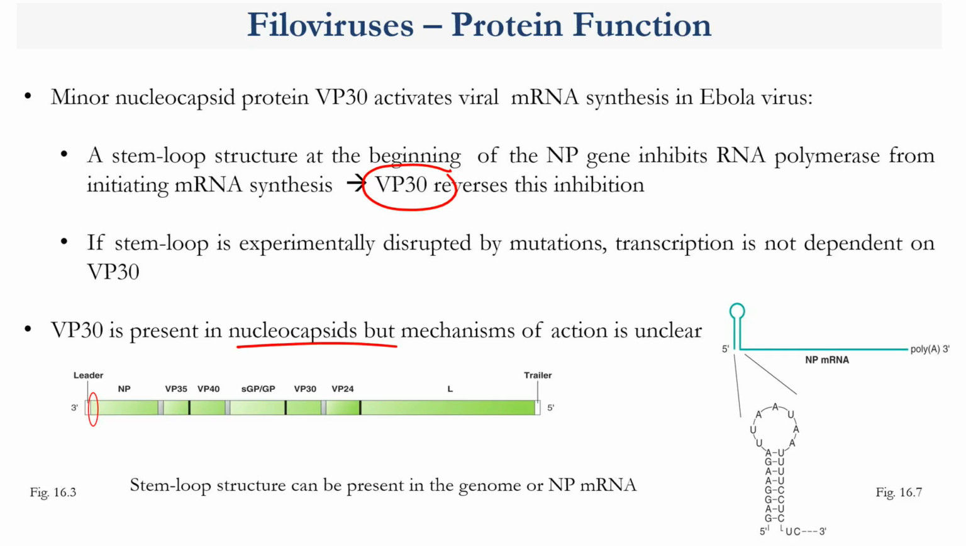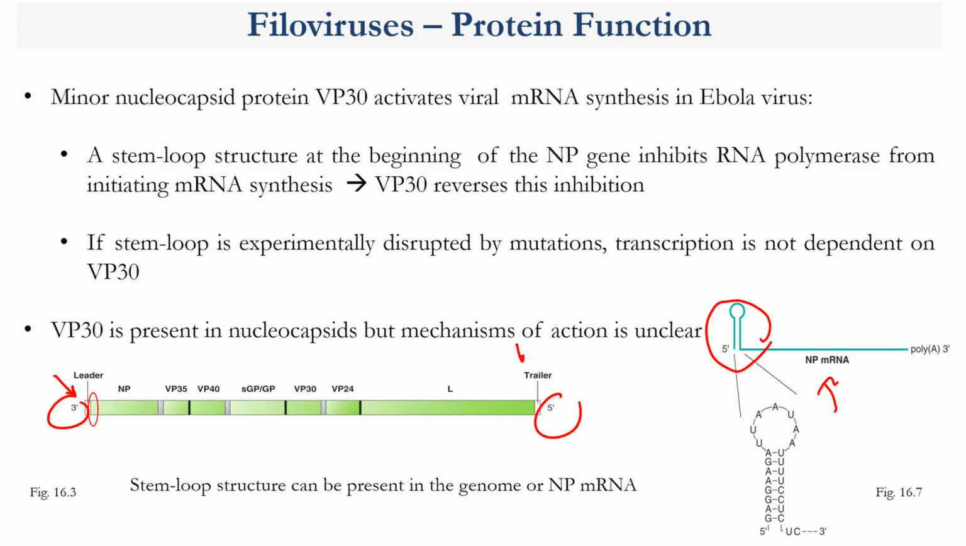It's present in the nucleocapsids, but we do not know the action of this protein. Like, how does it work? We do not know the mechanism of action. So here, for example, you have a leader sequence right here. So why is this 3' and 5'? Because it's negative strand RNA, okay? So you have your leader sequence and the trailer sequence. So in this case, it's the NP mRNA, and there's your secondary structure. So it can be present in the genome itself or in the NP mRNA, okay?